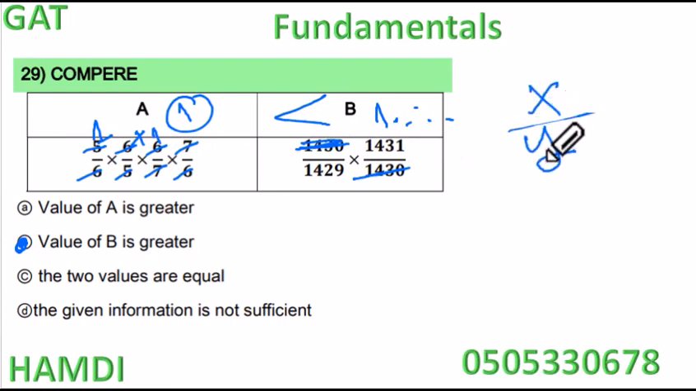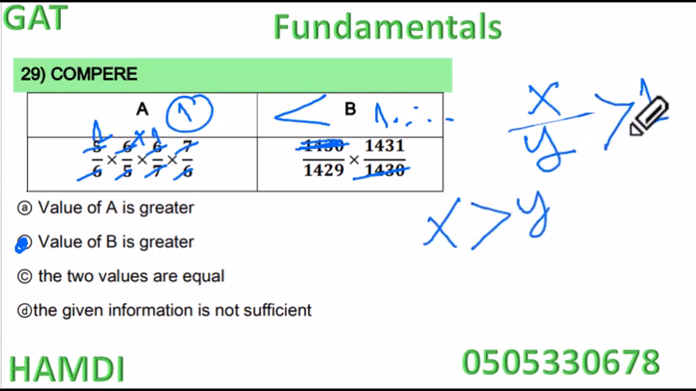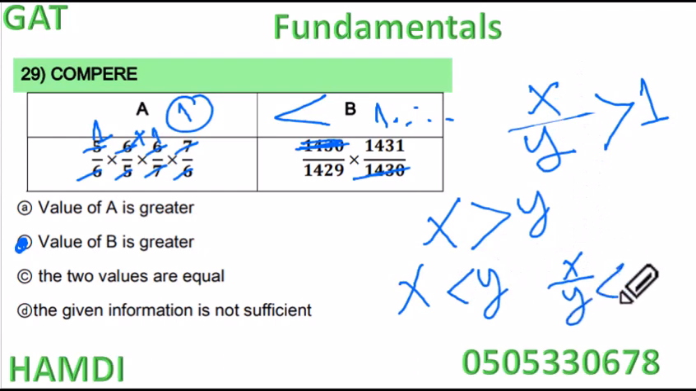If we have x over y, and x is greater than y, then x over y is greater than 1. If x is less than y, then x over y will be less than 1. For example, 1 over 3: 1 is less than 3, so this fraction is less than 1. 4 over 3: 4 is greater than 3, so the fraction is greater than 1.